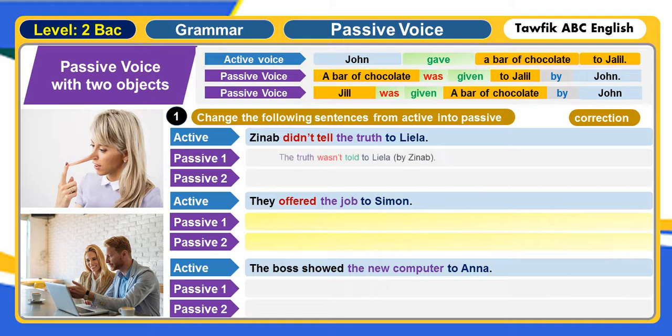So let's correct. The truth wasn't told to Layla by Zainab. Or we can start with Layla: Layla wasn't told the truth by Zainab. Is that right?